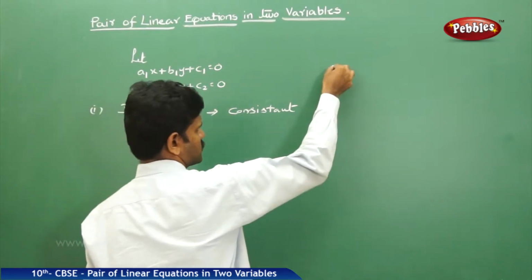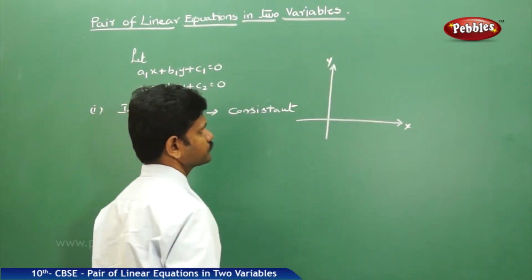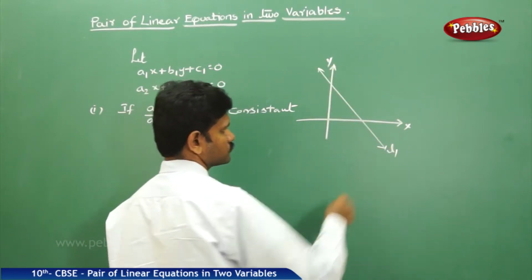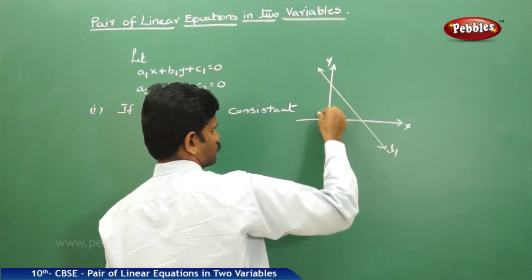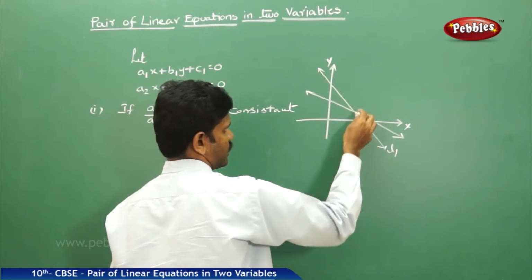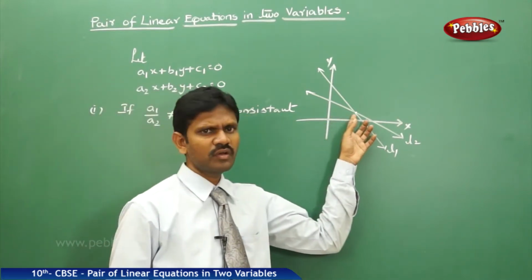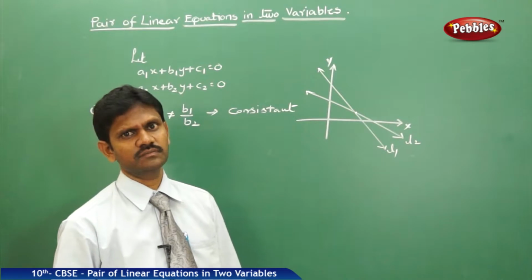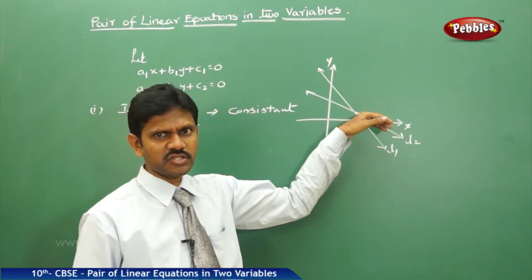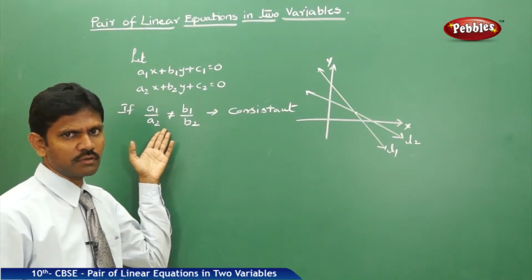Let us suppose, for example, this is the line L1. Next, the line L2. Consistent means they have at least one solution, that is a unique solution. Unique solution is different from at least one solution. When the two lines intersect each other, the lines are called consistent. This is the case a1 by a2 is not equal to b1 by b2.